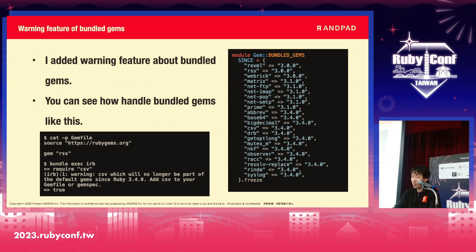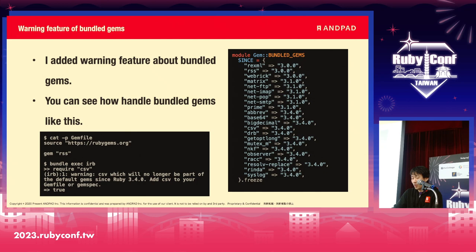So if you need to use a gem such as CSV, Ruby will issue a warning on Ruby 3.3 like this. But with Ruby 3.3 RC1, this warning feature was a blocker, so I needed to resolve it by Christmas, the final day. This warning can be suppressed by adding CSV to your Gemfile. This feature may be useful for your upgrading work.